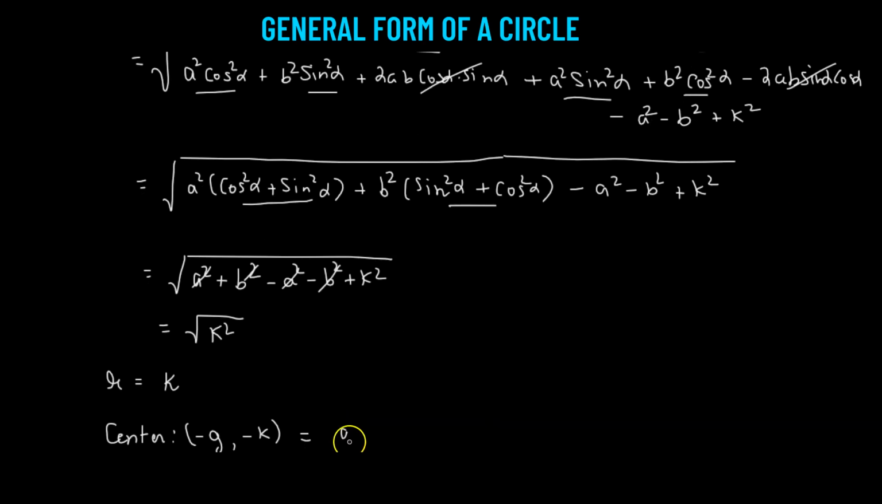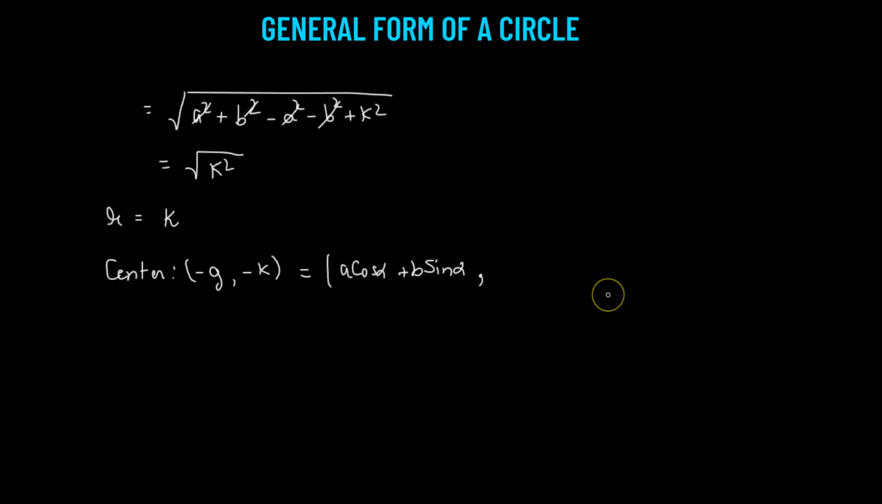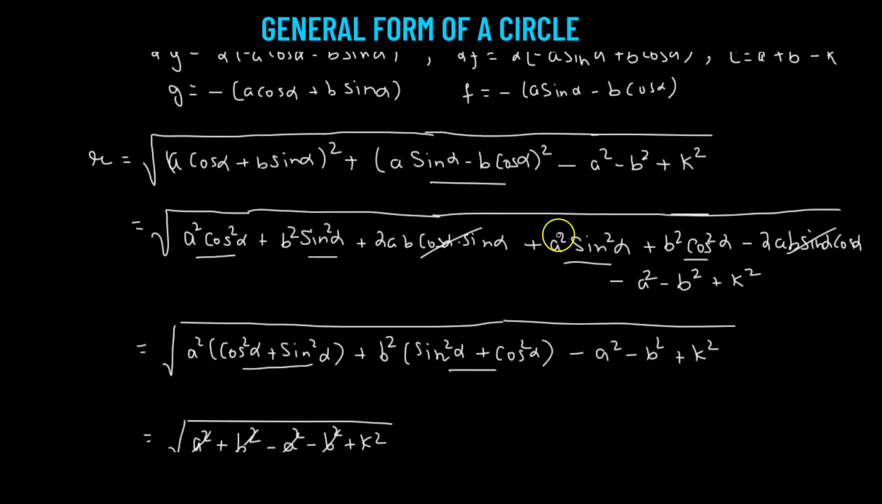We have a cosine alpha plus b sine alpha. So this is going to be the value of negative g. Then we need the value of negative f. Oh, this is my bad. This is f. So we need the value of negative f.